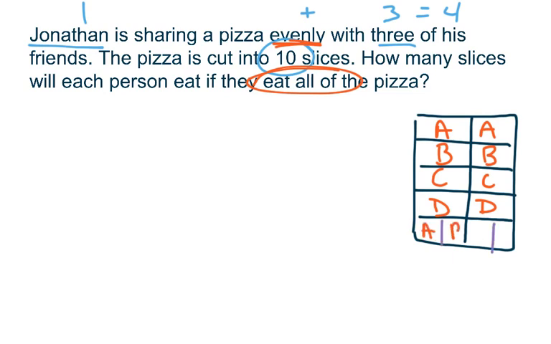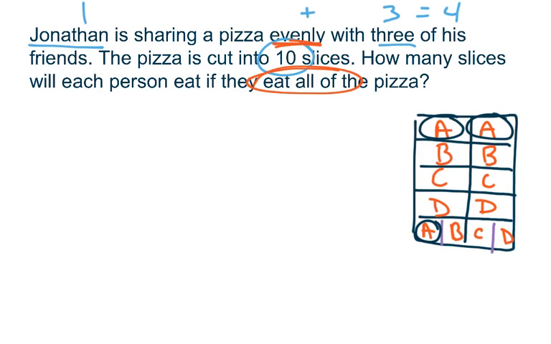A, B, C, D. So now how much pizza would each person get? Person A gets 1, 2, and a half slices. Person B gets 2.5 slices, C gets 2.5 slices, and D gets 2.5 slices. So my picture shows me how many each person gets.